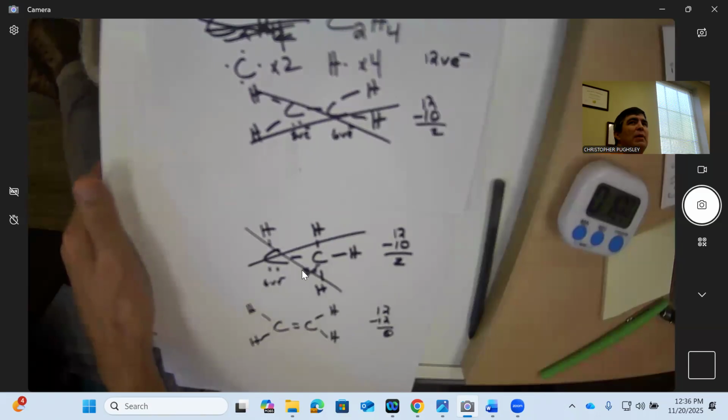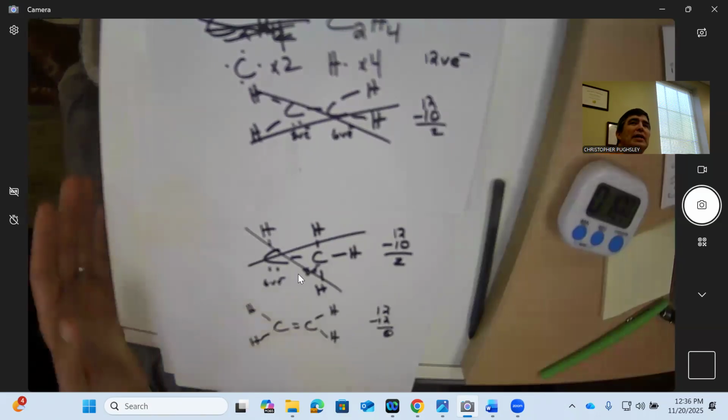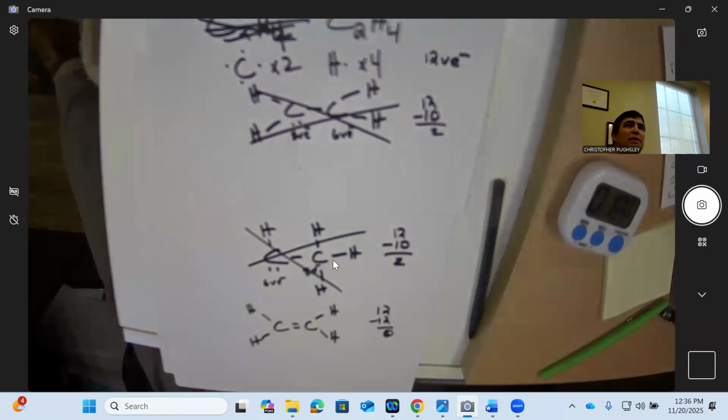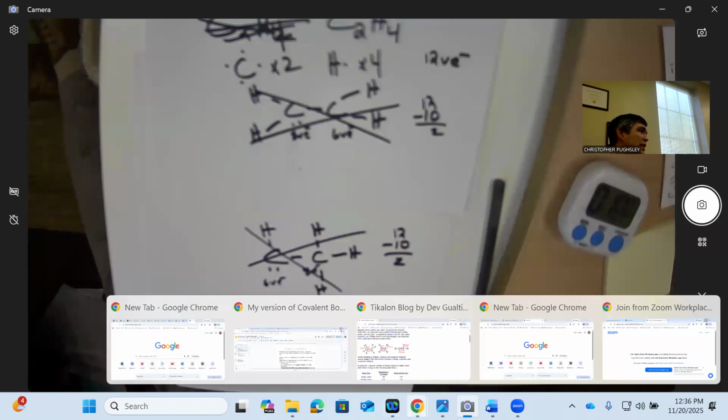I even tried a weird model where I gave one carbon 3 hydrogens and then bonded it to the carbon. That didn't work either because this one would have 8, but with 12 minus 10, the extra 2 would only give this one 6: 2, 4, 6. Then when I did the double bond, I had 1, 2, 3, 4, 5, 6. That's all my electrons. But this carbon has 8, this carbon has 8, and the hydrogens each have 2. So this is the correct structure here.